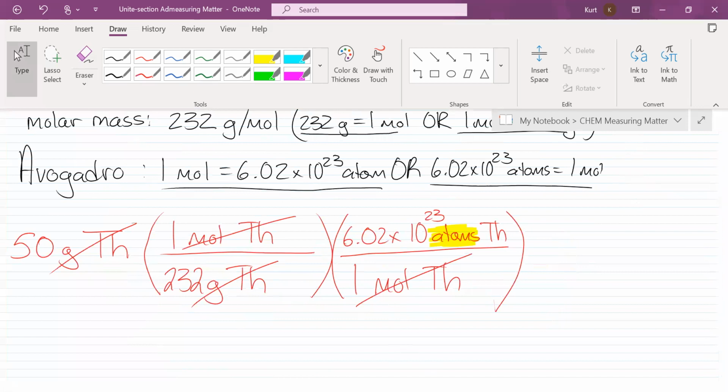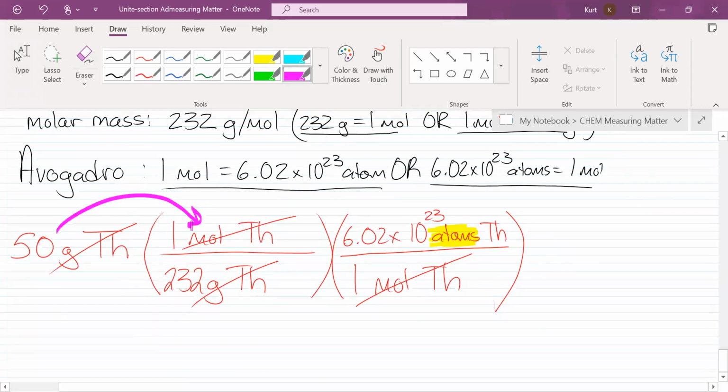So let's do this one by one. What is 50 times 1? 50, okay? Then divided by 232. 50 divided by 232 is 0.216. Now you're not done. What do you think you do after you do 50 divided by 232? You multiply. That's right. You times it times 6.02. And do you need to bother dividing by 1?